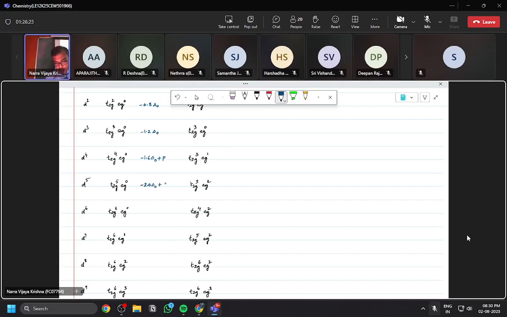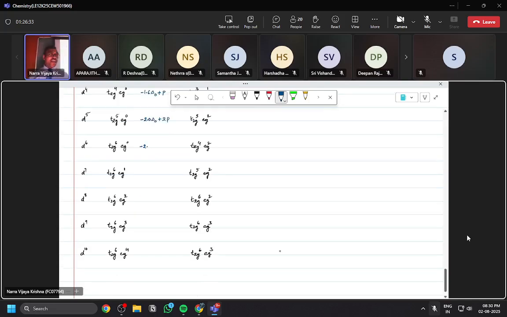Now minus 2 delta naught plus 2P. Now 2 electrons got paired up. Next one, sir. If you are able to give this, for sure you will get an A rank. D6: what is that CFSE value? Minus 2.4 delta naught plus 2P only.